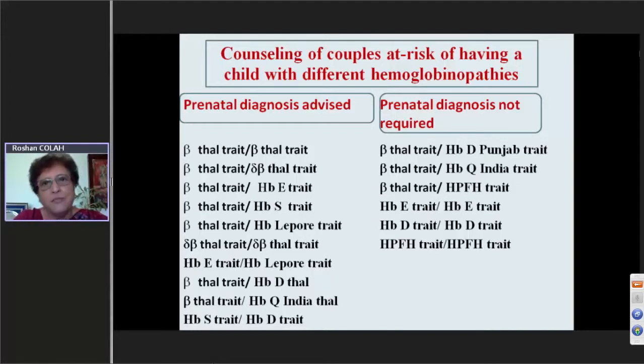So if you have a carrier of beta thalassemia in one parent and the other one is a D Punjab trait or a Q India trait or an HPFH trait, you do not require prenatal diagnosis because the disease is very mild. Even for homozygosity of hemoglobin E or D Punjab or HPFH, this is not recommended. And what you see on the left is the other conditions where prenatal diagnosis should be done or should be advised.